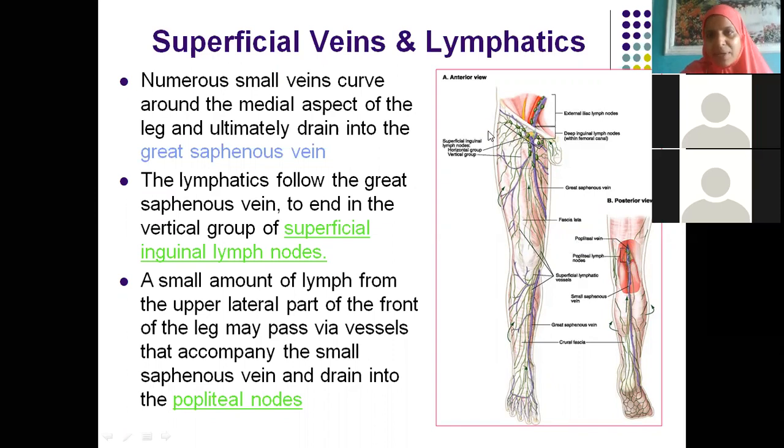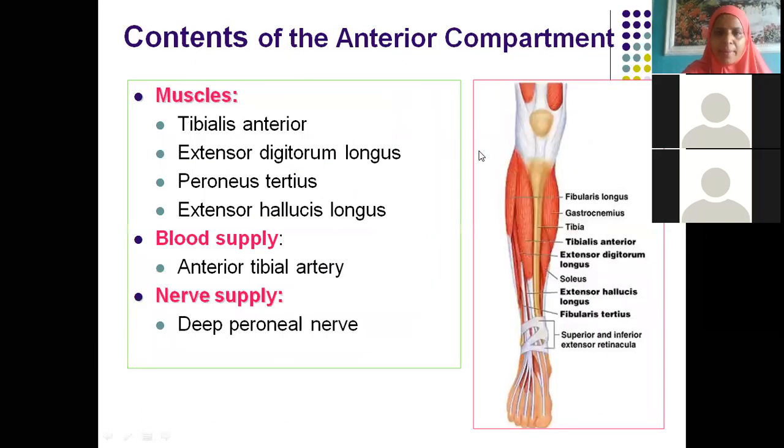Great saphenous vein is accompanied by these lymph nodes, the superficial inguinal group of lymph nodes. In the popliteal region, these are the popliteal lymph nodes. This I will discuss in much more detail when we do the lymphatic drainage of the lower limb. Now coming to the muscles of the anterior compartment.